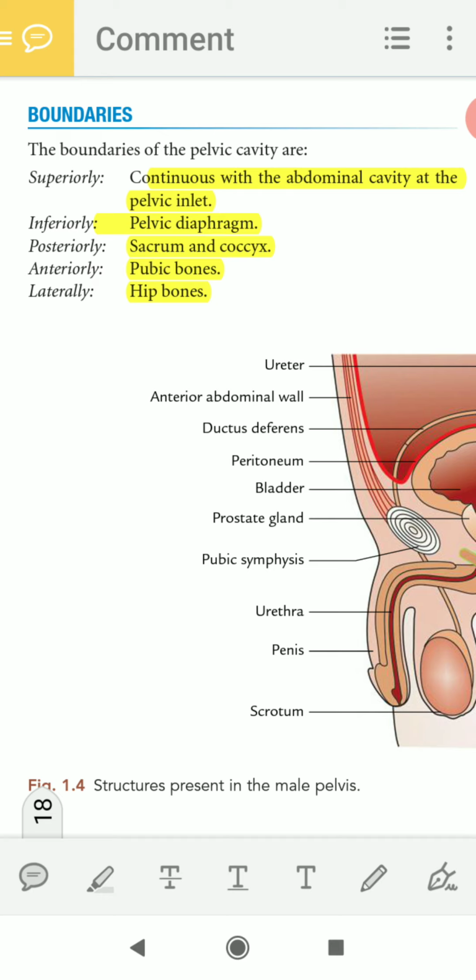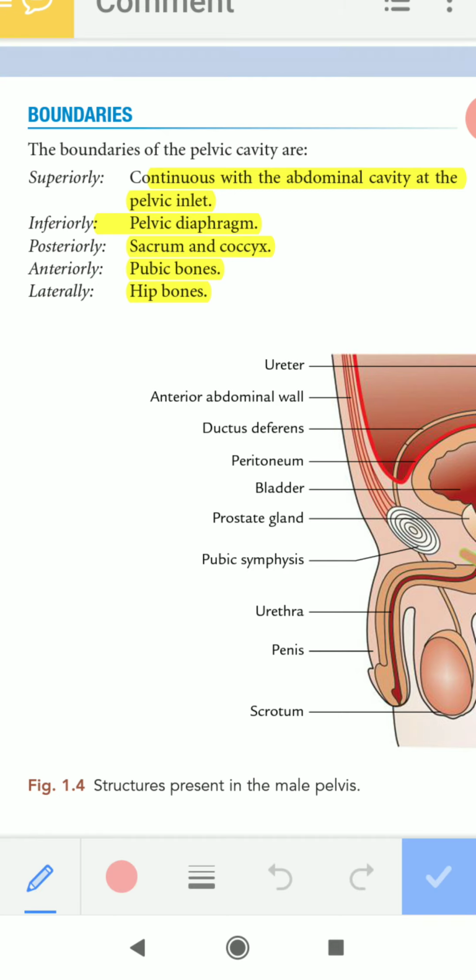To understand the boundary of the pelvic cavity, we need some knowledge about the bony pelvis, that means the hard part, so it will be easier. Superiorly, the abdominal cavity is continuous with the pelvic inlet. Inferiorly, there is the pelvic diaphragm. Posteriorly, there is the sacrum and coccyx. Anteriorly, there are the pubic bones, and laterally there are the hip bones.